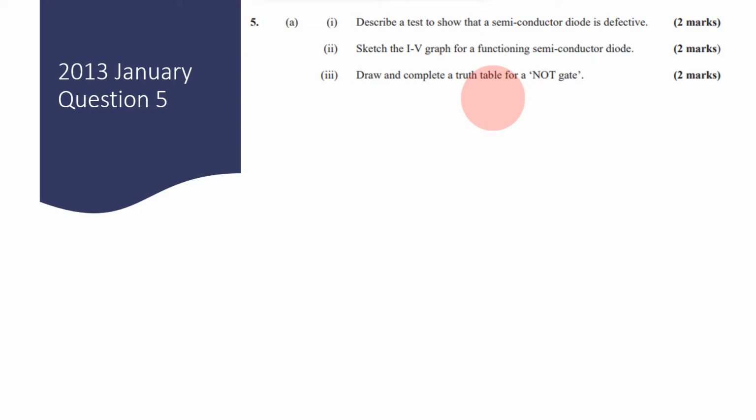So the first question that we want to start off with, as you're seeing here, says to describe a test to show that a semiconductor diode is defective. Of course, I think you guys would have learned about semiconductors, right? They are simple devices that lie in between a good conductor and a good insulator. Semiconductor diodes can be used to do several things, and so for that reason, we just want to check to see when it is defective. With this question, it can be a very tricky question.